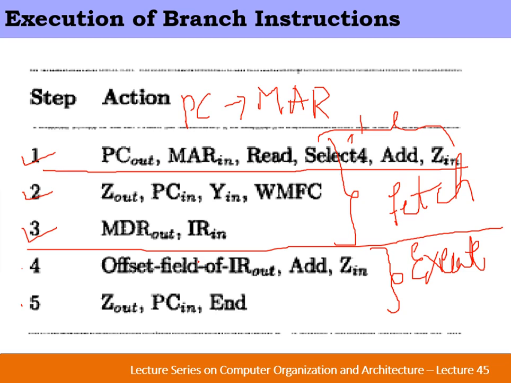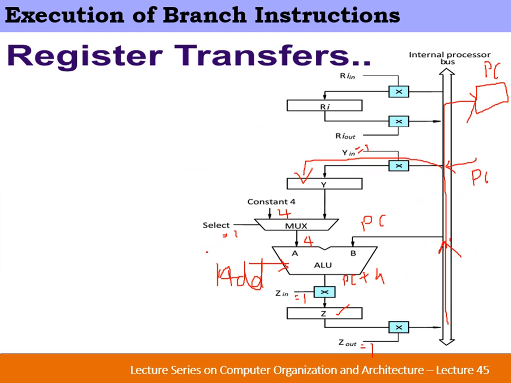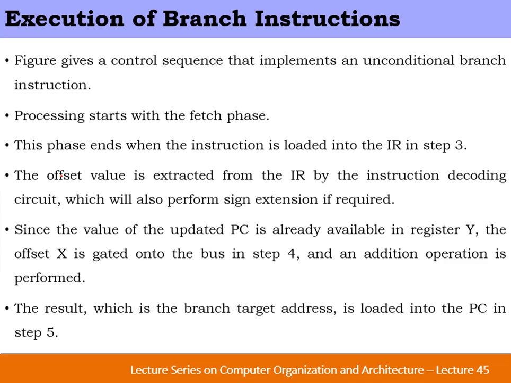By decoding we will come to know whether that instruction is a branch instruction. If it is a branch instruction, we are supposed to calculate the target address. At the beginning of step 4 we will come to know from the instruction register whether it is a conditional branch instruction or an unconditional branch instruction. Whatever steps we are discussing, the control sequence is going to implement an unconditional branch instruction.